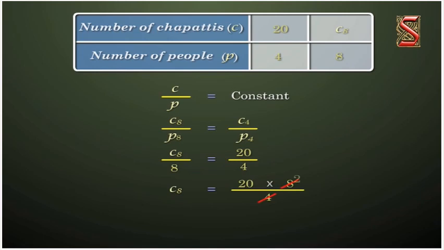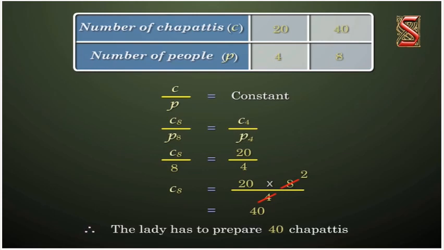And now let's simplify this. 8 and 4 come in the same table, that is the 4 table. So 4 ones are 4, 4 twos are 8. What is left out? 20 and 2. So 20 into 2 is 40. So therefore the number of chapatis to be made will be 40, because now the people have doubled. From 4 family members it has become 8 members. So then she has to prepare double the quantity. So the lady has to prepare 40 chapatis. I hope you have followed the situation, boys.